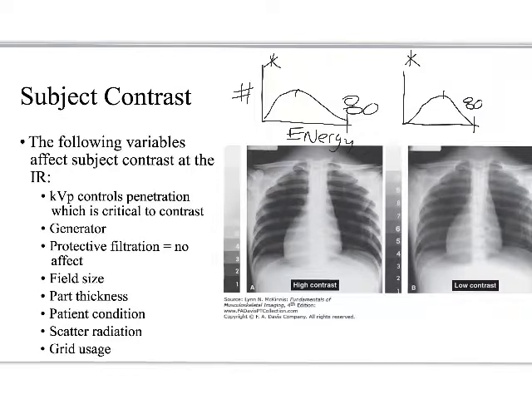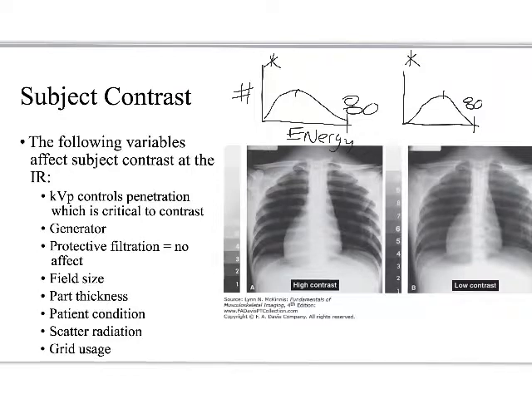The field size: what happens to contrast as I increase my field size? It decreases, right? And what's causing that decrease in contrast? Scatter radiation. Good. Part thickness: as part thickness increases, the contrast is going to decrease, because I've got more and more scatter occurring inside of the patient, more and more scatter being produced by that additional part thickness.